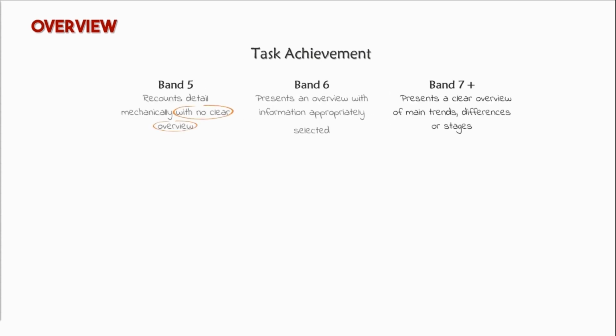Before we start with our discussion of the overview, let's review our band descriptor that emphasizes this part. Under Task Achievement, you will be awarded Band 5 if you do not have an overview. You will get 6 if you have an overview, and a 7 if you have a clear overview. This only means that this part of our report is important.